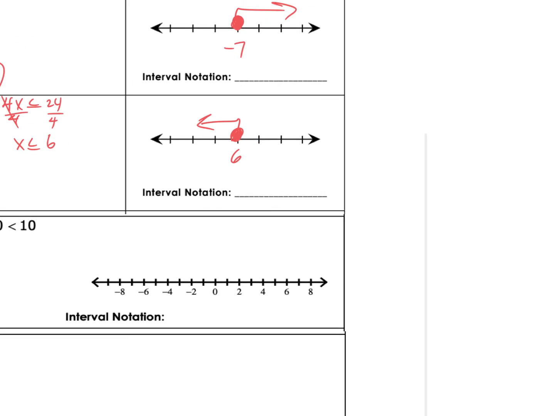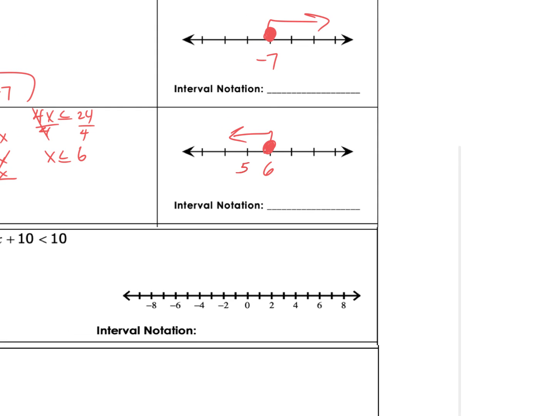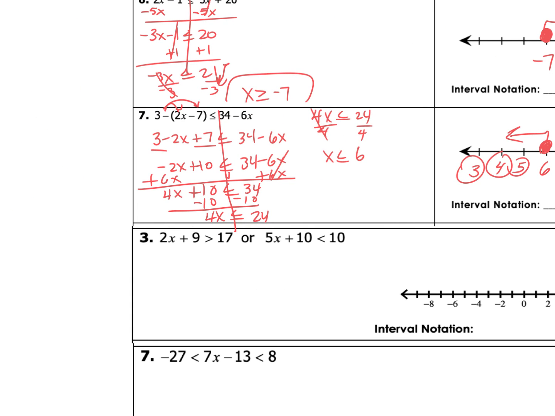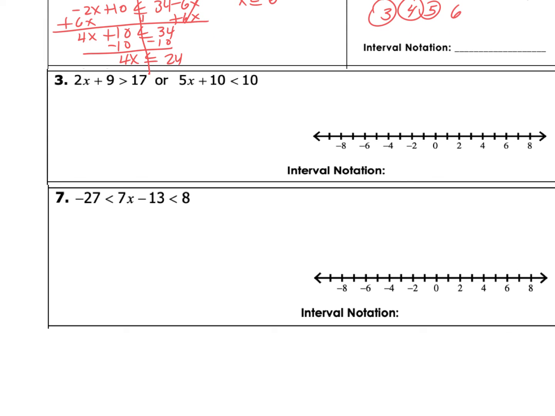All right. Just a reminder, all of these values, 5, 4, 3, these are the solutions to that inequality. Okay. And then numbers 3 and 7, I actually took these off of your quiz. I'm not going to get to teach you this, and I don't want to assess you on something that I haven't taught you on. So I will teach you this when I return.